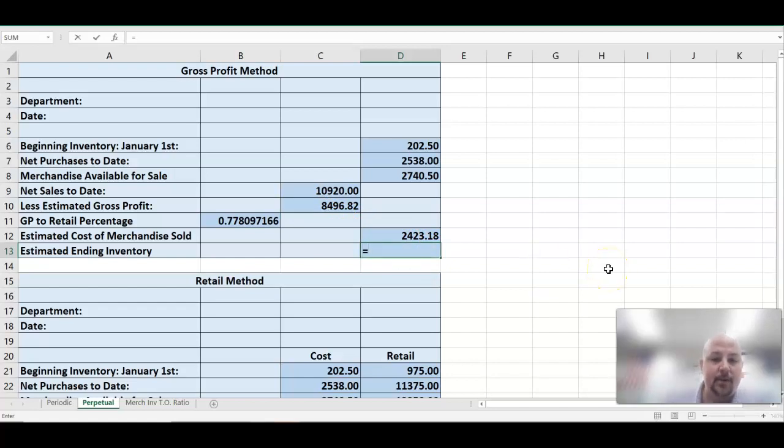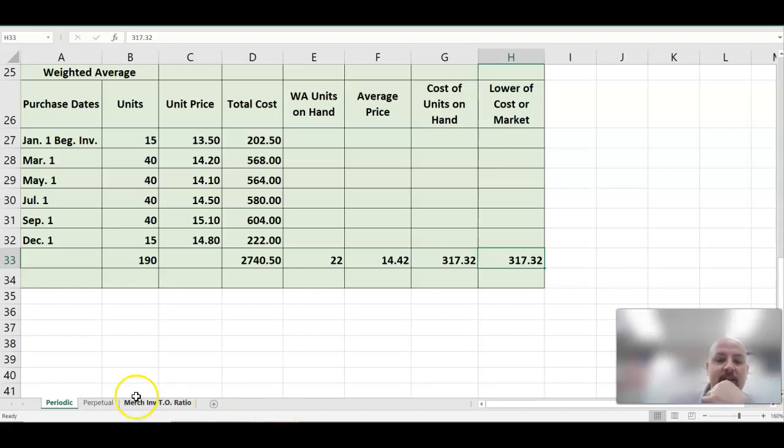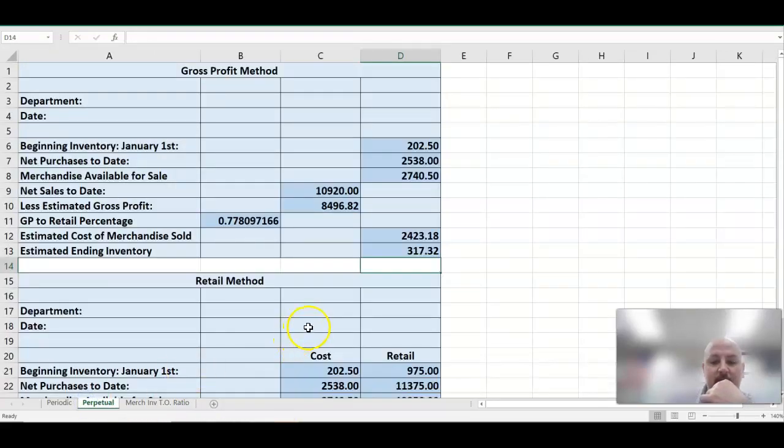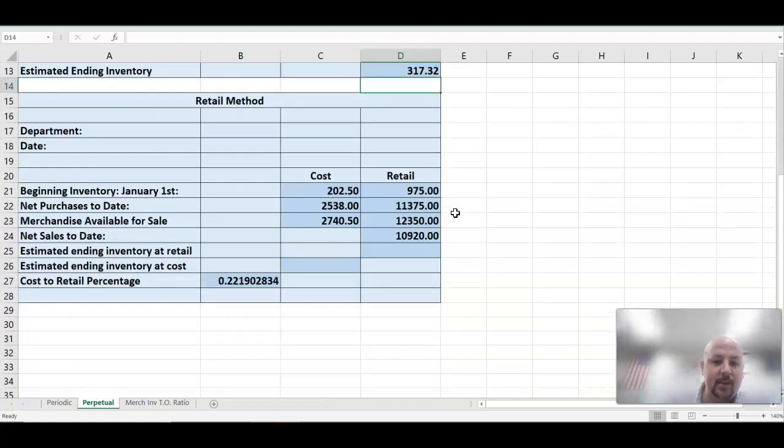Now to figure out what our inventory is. Well, the cost of what we sold is that, so the cost we had left is going to be our total merchandise minus the estimated cost of merch sold. So I got 317.32. That should sound familiar. Look at that. That's the periodic amount, weighted average. All right, 317.32 is going to be our gross profit method.